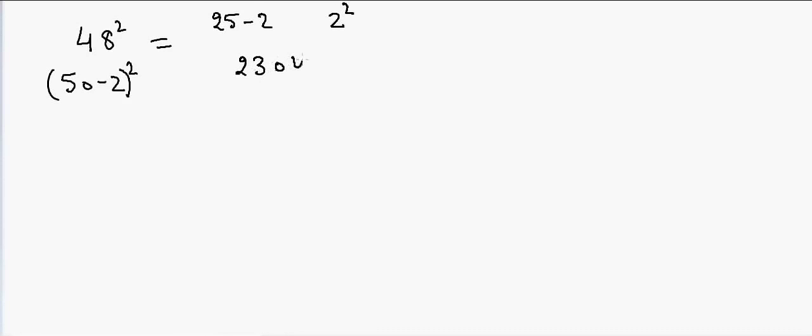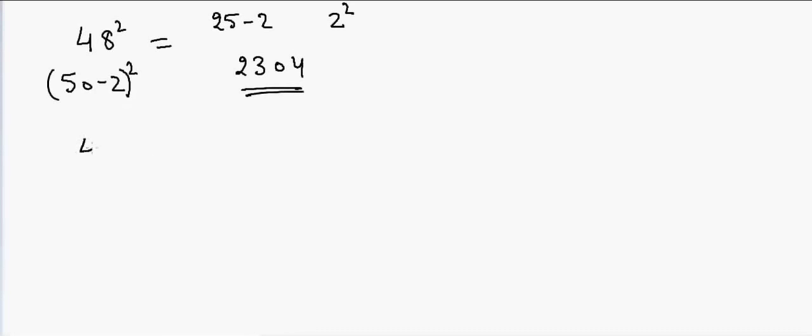Hi everyone, in this video we'll talk about some quick tricks which can be used for faster calculation without using a calculator. First we will start with numbers which are close to 50, if you want to take the square of those numbers. For example, if we have 48 square, how will we calculate this number? 48 is close to 50, so it is 50 minus 2 square. In this case we'll subtract 2 from 25 and then we'll do 2 square, so the answer will be equal to 2304.